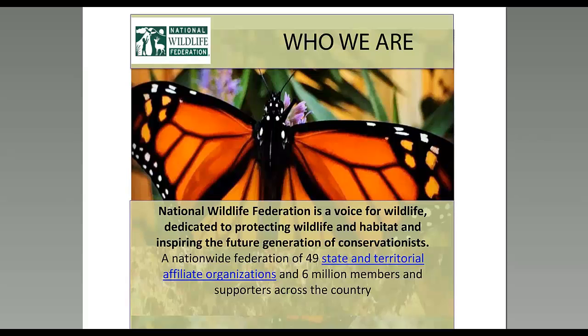We're just so excited to be here, both Patrick Fitzgerald and myself from the National Wildlife Federation. And Donna really did an amazing job of capturing the real needs for gardening in a way that helps wildlife habitats and monarchs in particular. Who we are, is the National Wildlife Federation, and we really are trying to be a voice for wildlife, and we're dedicated to protecting that wildlife and habitat and also inspiring future generations of conservationists. Nationwide, we have 49 state and territorial affiliate organizations and a network of over 6 million members and supporters across the country.